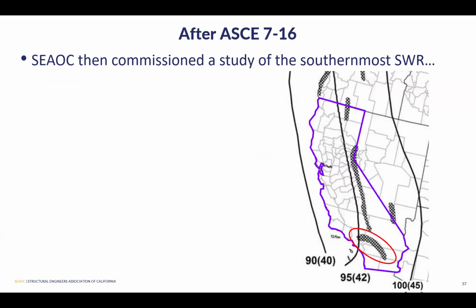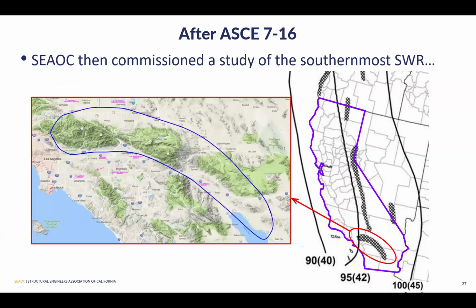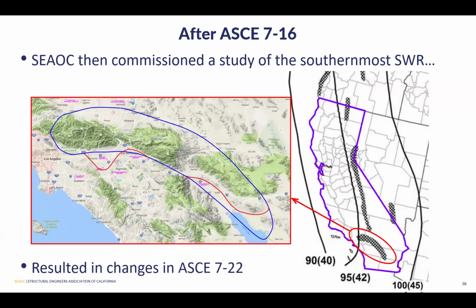So after ASC 716 was published, SEAOC commissioned a study of that special wind region, and it was performed by Dr. Banks at CPP. And this is the original outline. And as David showed, there were recommendations. In some areas, the special wind region shrank. It was not applicable to some geographic areas. And in other areas, it got bigger, including now covering Ontario and the Ontario International Airport. So these changes you will see in the next code in ASC 722, and that will be adopted in California very soon.